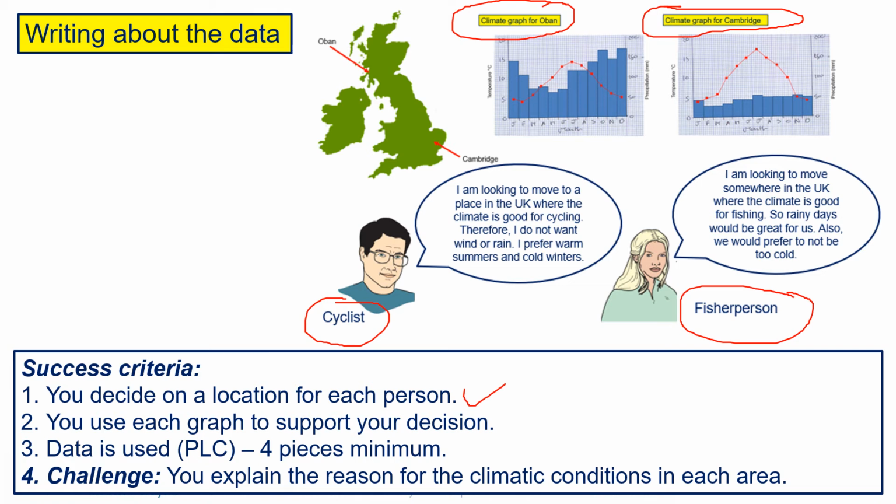And that's also there for number 3. You've got to use pieces of information. There's a challenge, and it says you explain the reason for the climatic conditions in each area. So why is Oban like it is? And why is Cambridge like it is?